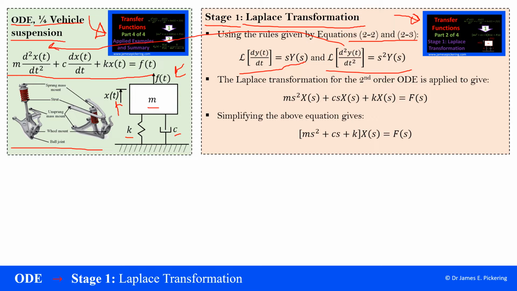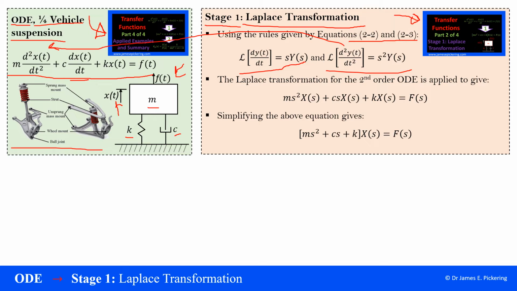So that second derivative effectively becomes s squared Y of s. In our case, the x of t here becomes X of s, just slightly different notation for the output. First derivative, so you can see here we've got dx of t over dt. Again, we're using x instead of y, so dy of t over dt. That effectively becomes s Y of s.